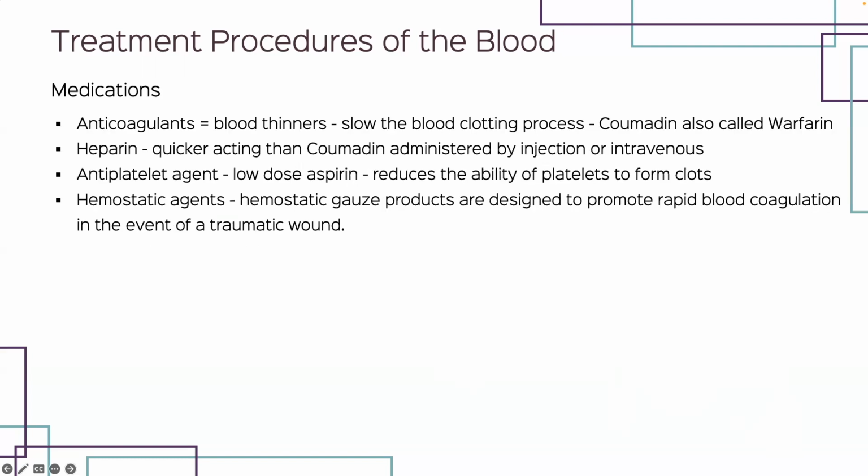And then medications, you have anticoagulants or blood thinners, heparin, which is quicker acting than Coumadin, and it's done by an injection versus having just to take a pill every day. Typically, you will never get heparin out of the hospital just because it can be extremely lethal if you take too much of it. Your anticoagulant agents, so which are your low-dose aspirin. There are people that will take low-dose aspirin every day instead of an anticoagulant until they can no longer put it off. And then your hemostatic gauze products, these are going to be designed to promote your rapid blood coagulation in the event of a traumatic wound.